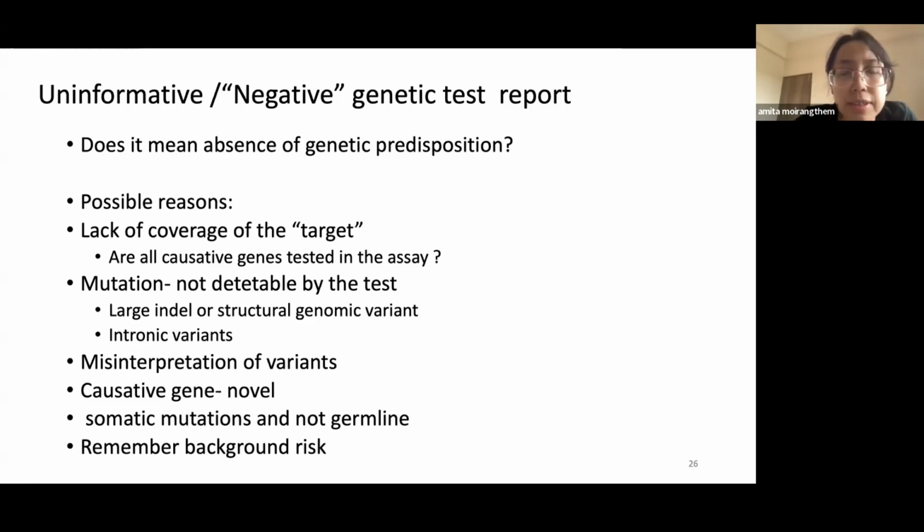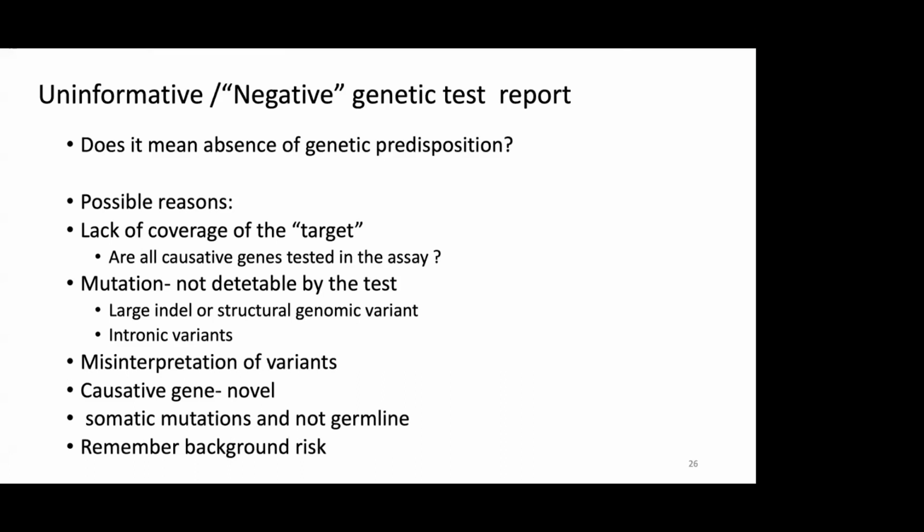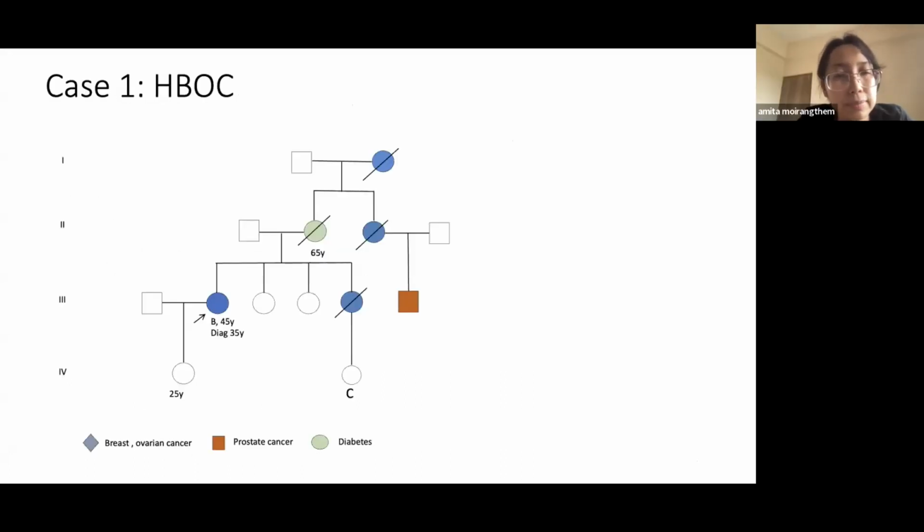So these are various reasons for getting a genetic report that fails to identify the mutation or the causative variation. I would prefer to use the term uninformative genetic test report rather than a negative test report. And in such cases, we should always remember that there is a background risk. Even if there is no genetic predisposition, there is always a background risk of the individual developing cancer, which is about 12% in terms of breast cancer. This has to be explained to the individual or the family who comes to you for counseling.